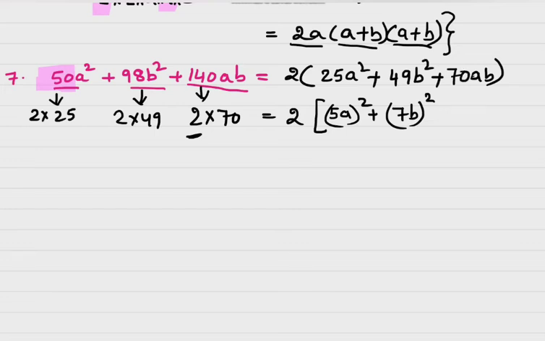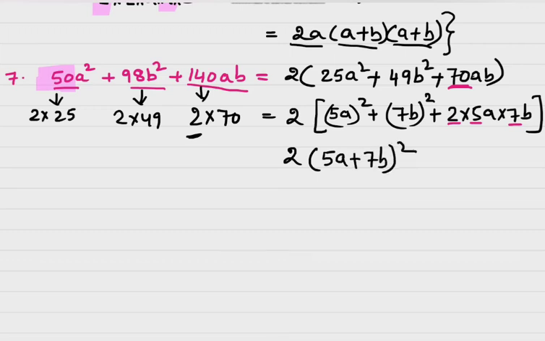Okay, now this can be written as 2 into 5A into 7B. Now multiply and find out: 2 into 5 is 10, into 7 is 70, and AB is there. So now you can see that this is in the form of A square plus B square plus 2AB. So it will be nothing but A plus B whole square. A plus B whole square means 5A plus 7B whole square here. So that will come to be 2 into 5A plus 7B into 5A plus 7B.